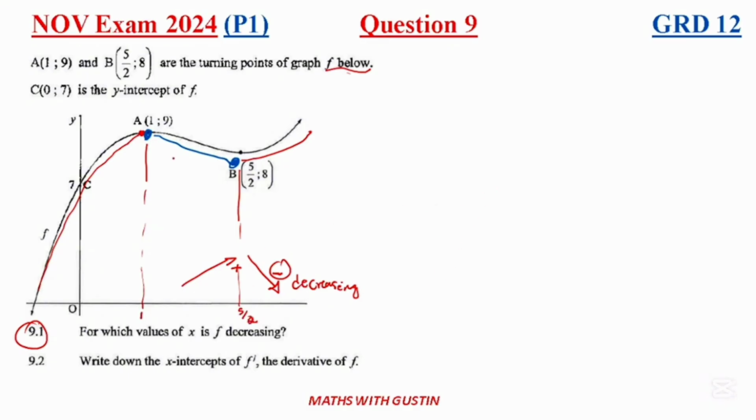So for x greater than 1, and then for x less than 5 over 2. You can also write it in terms of x greater than 1 and x less than 5 over 2. You can also do that as well, right? 9.2 says write down the x-intercepts for f prime of x, the derivative of f.